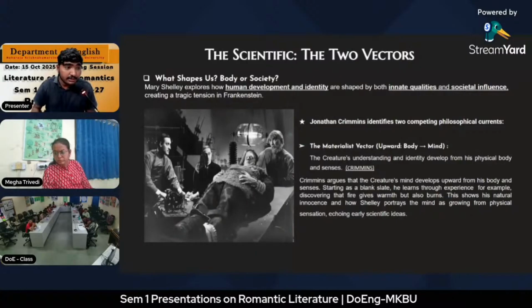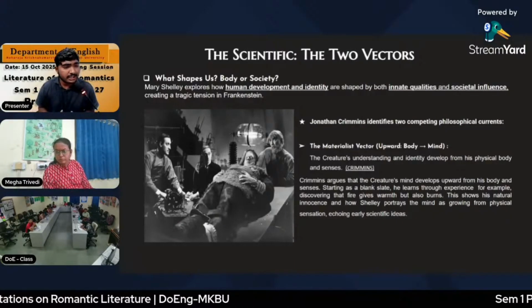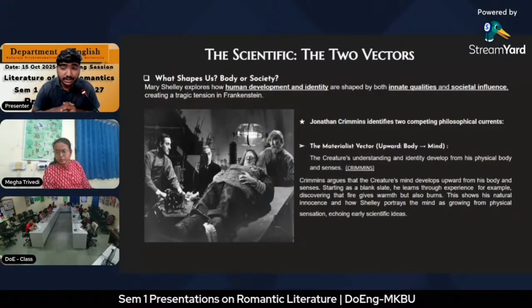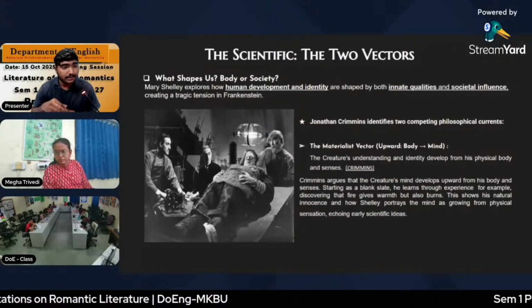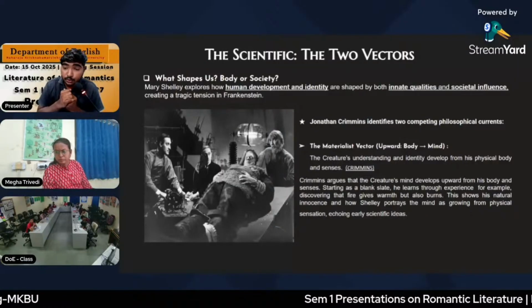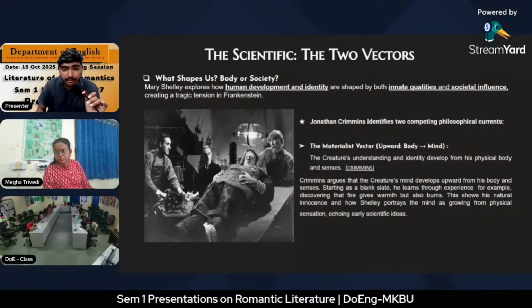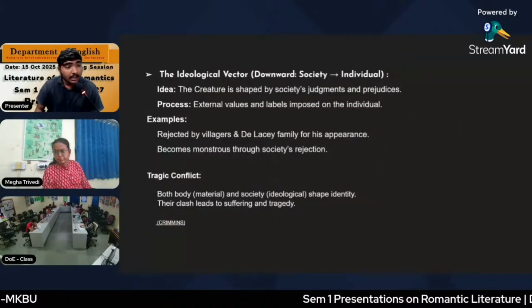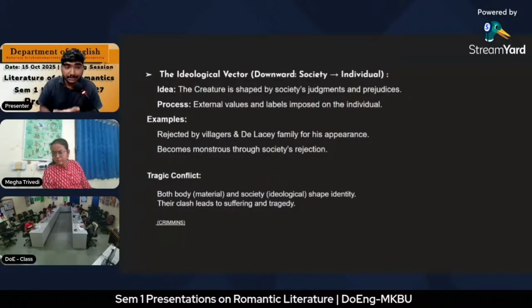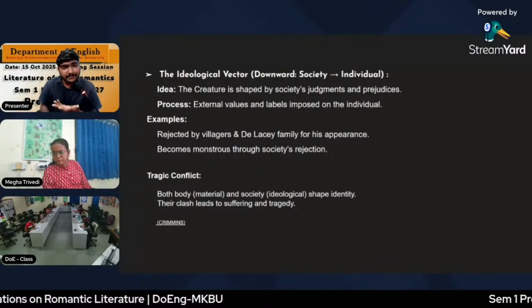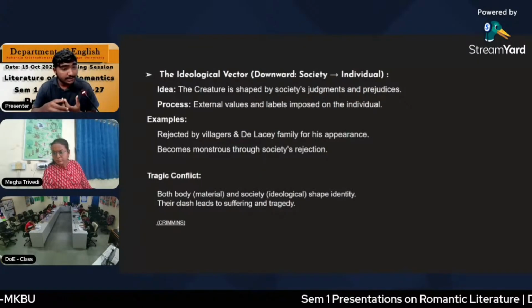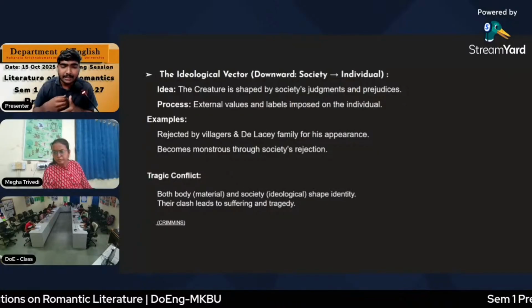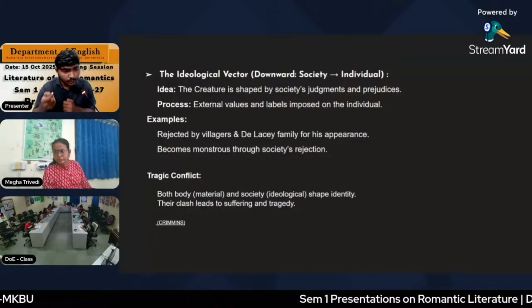Then the scientific: two vectors, what shapes us, body or society. Mary Shelley explores how human development and identity are shaped by both inherited nature and society's influence, creating a tragic tradition in Frankenstein. There are two physical currencies, mysterious Victor's body and mind. That creation, understanding, and identity develop from the physical body and senses. The second is the ideological, societal and individual ideas. The creature is shaped by society's judgment and prejudice. For example, rejected by the village and the De Lacey family, he becomes a monster through thoughts and society's rejection.